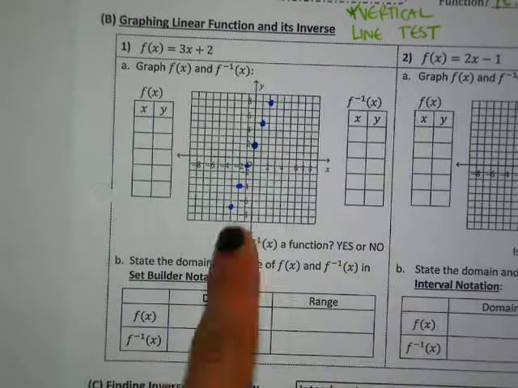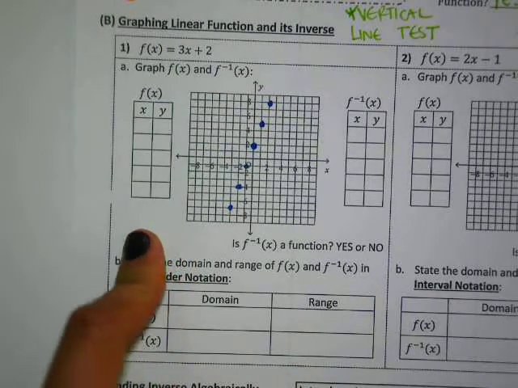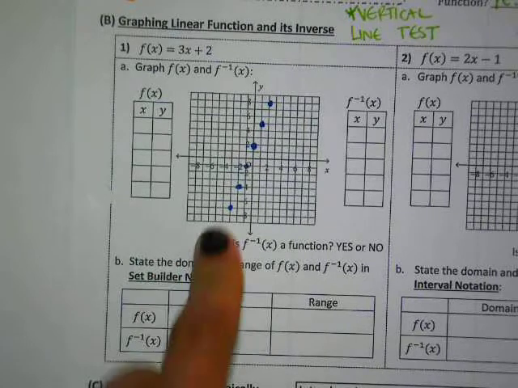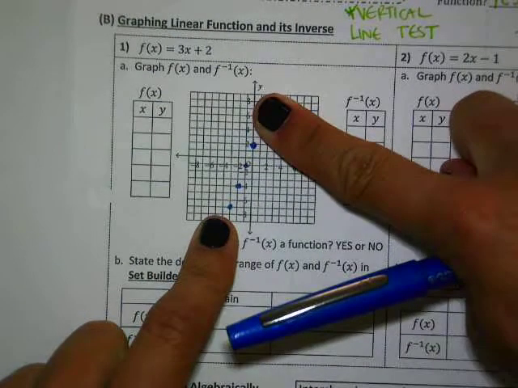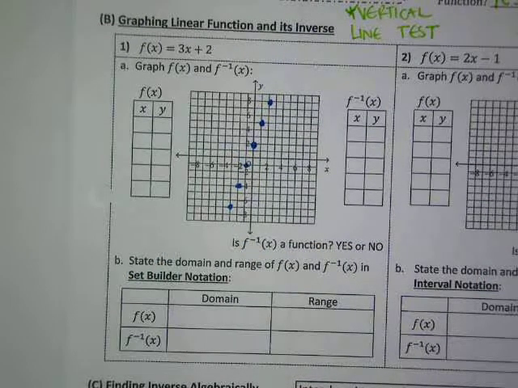You're going to put these points in the table. They don't have to be in the same order as the person next to you, and they don't have to be the same exact points. If you did these points as opposed to those points, you're still going to get the same answer as long as you're picking points on the line. Does that make sense? So your answers might vary with the person next to you, but it's okay.